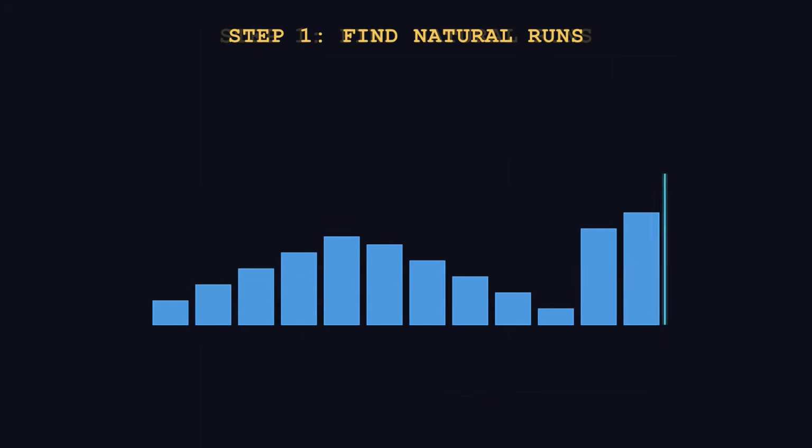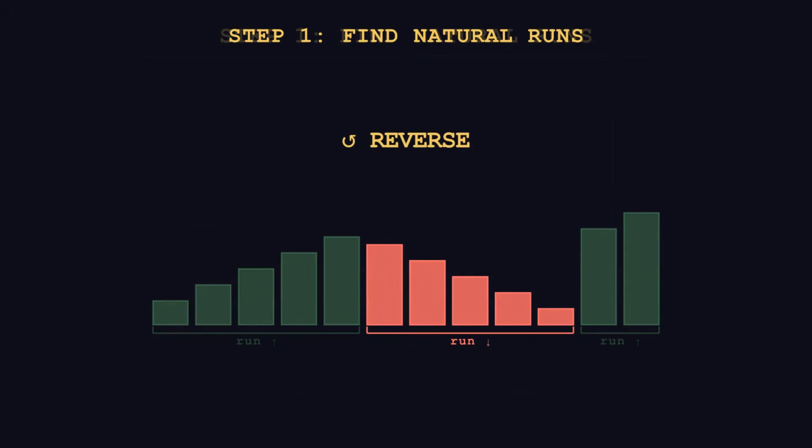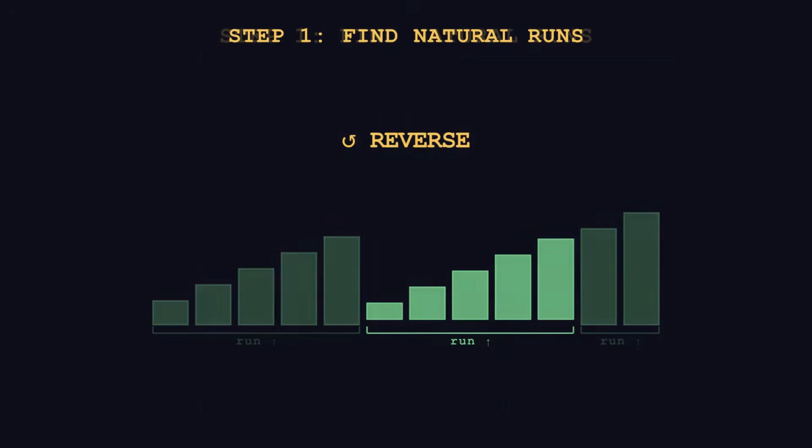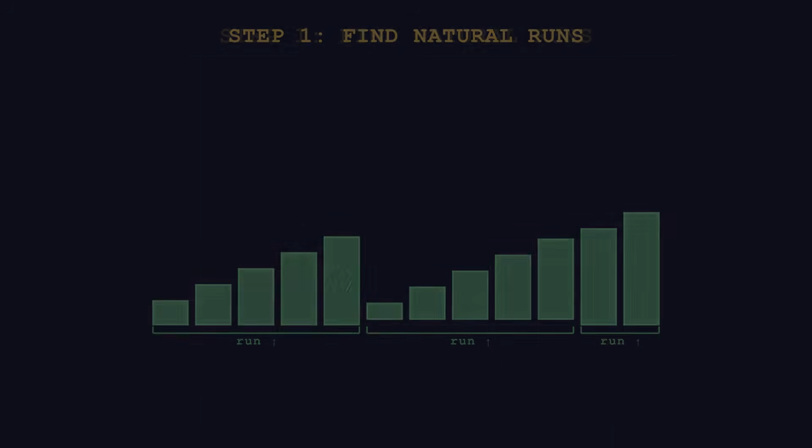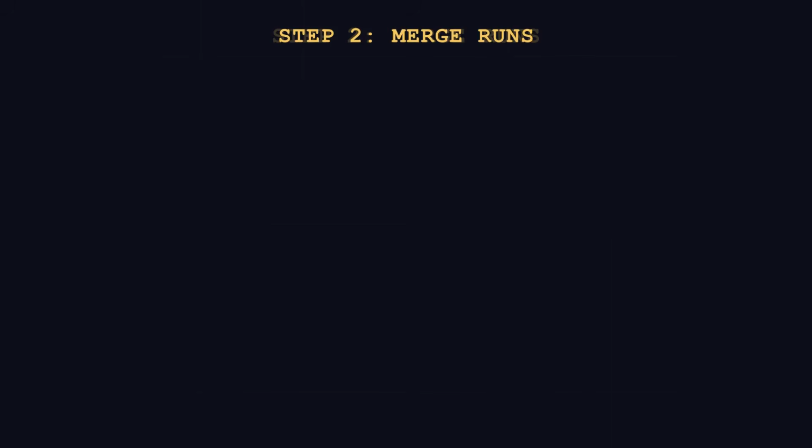Scan the array for natural runs, sequences that are already in order. If it finds a descending run, it reverses it. Now you have sorted chunks scattered across the array. Step 2. Merge those runs together, but not naively.